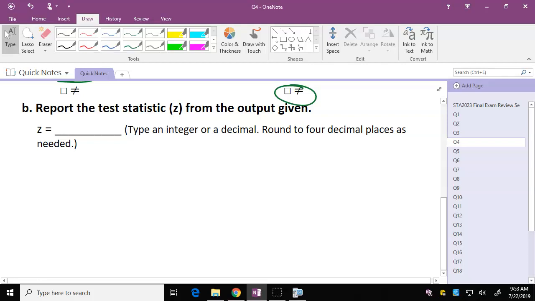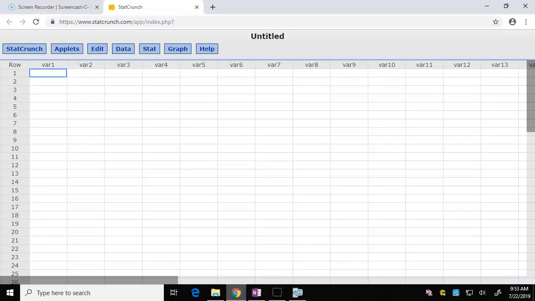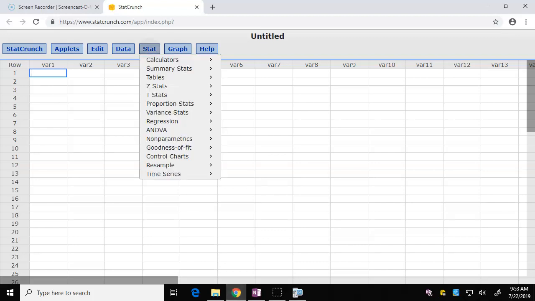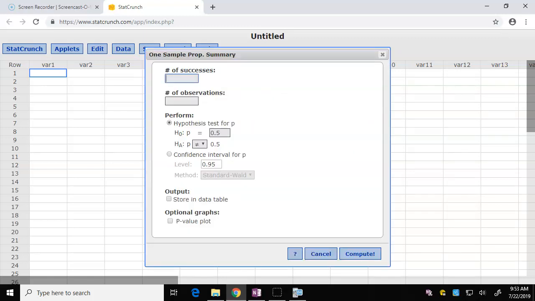There is a formula for it. Do you remember what that formula was? Nope. Or the other thing that you could do is we could go to StatCrunch, right? Do a little bit of running. Okay? So where would we go in StatCrunch? Stat. Okay? Proportion stats. One sample. You got it? With summary. Perfect.